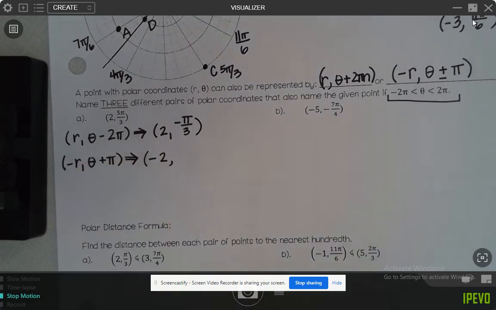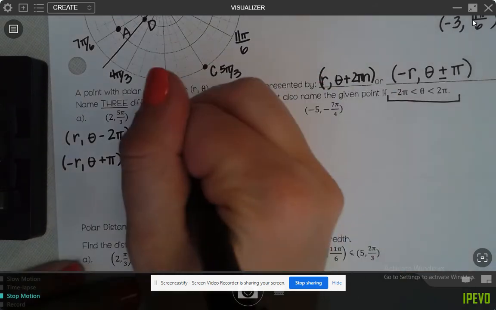What is pi in this case? 3 pi over 3, yes? What is 5 pi over 3 plus 3 pi over 3? 8 pi over 3. Is that out of my range? Yeah, so I can't add pi. So try subtracting pi. 2 pi over 3, is that in my range? Yep, so there's 1.